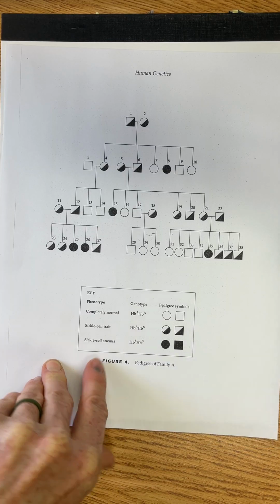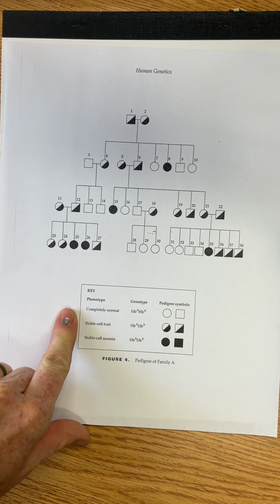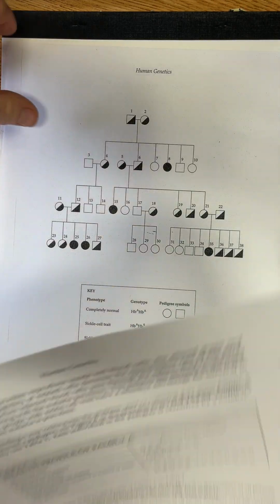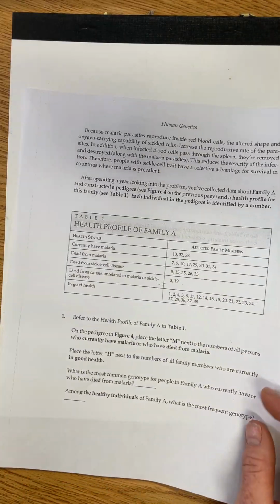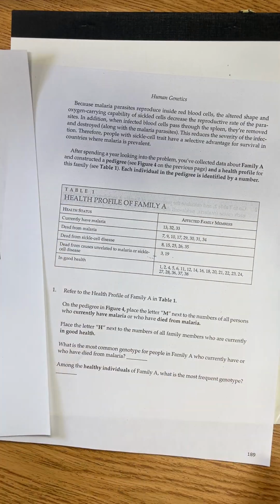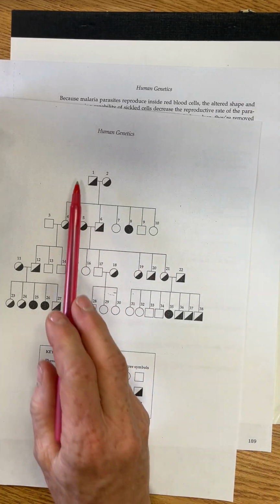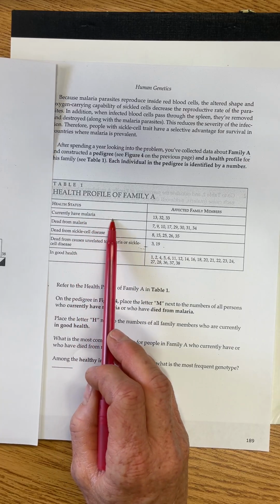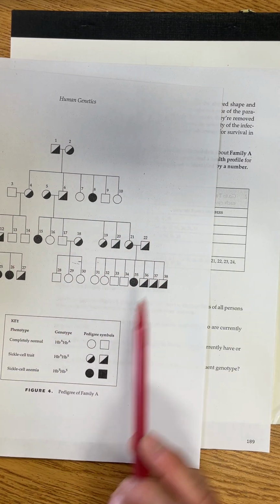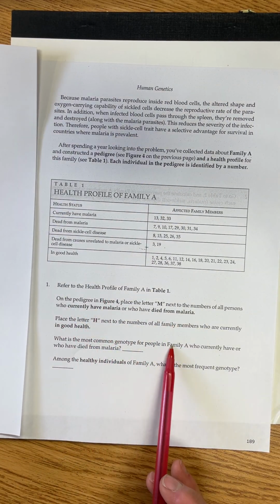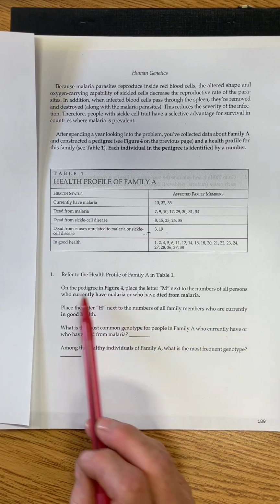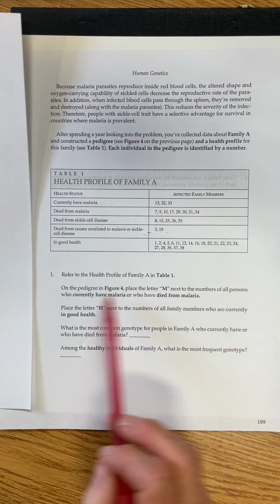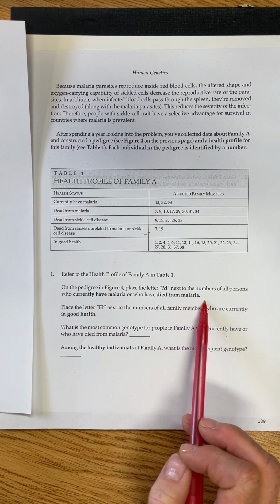In this one, just follow the directions. You're going to read through it. These are numbered here, so you can see 1 through 38. And then here you can see the ones that currently have malaria. It refers to this chart. So you'll answer these questions. And it says, on the pedigree chart, place the letter M next to the numbers of all persons who have malaria or who have died from malaria.